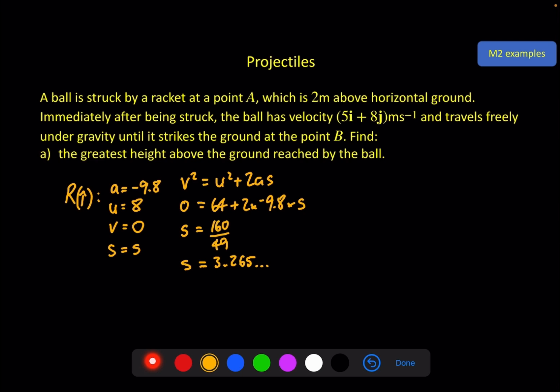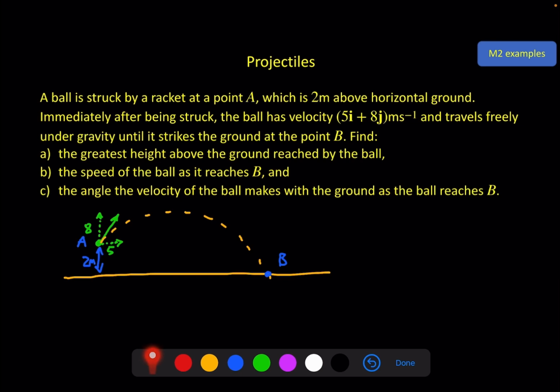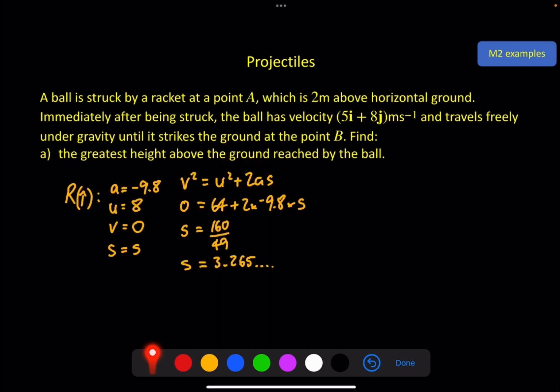Now I won't round that just yet because I haven't quite finished. This is a little over 3 meters above the point A, but the point A is itself 2 meters above horizontal ground. If I go back to this diagram for a second, that's saying that this distance here is 3.2 above A, but I also need to add on this 2 here. So the total height above the ground, not above point A, above the ground, is actually that answer plus 2.